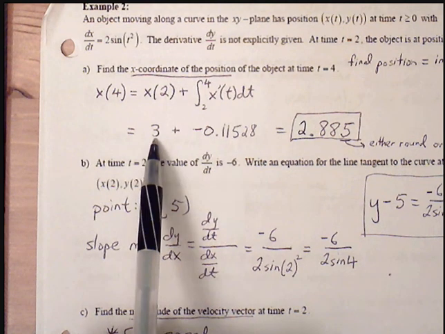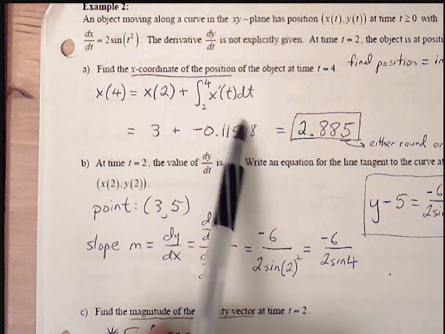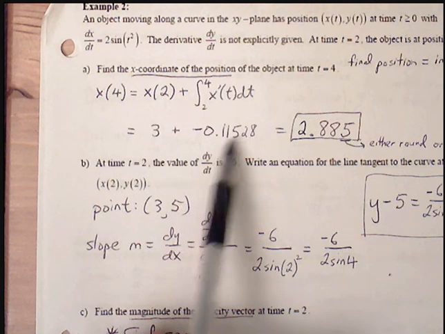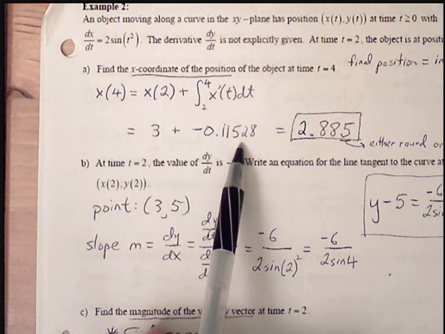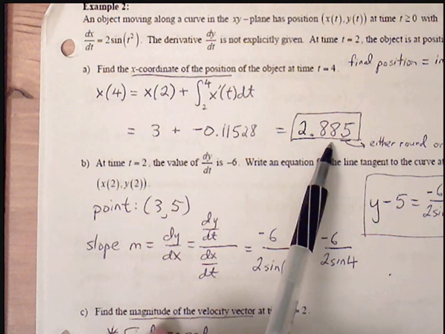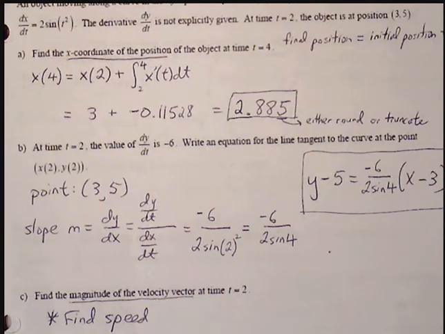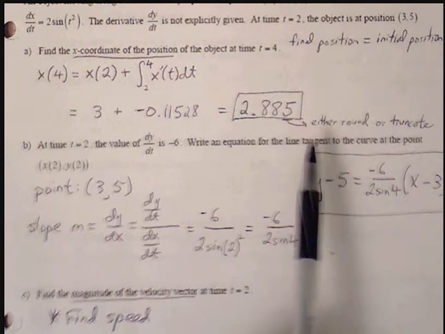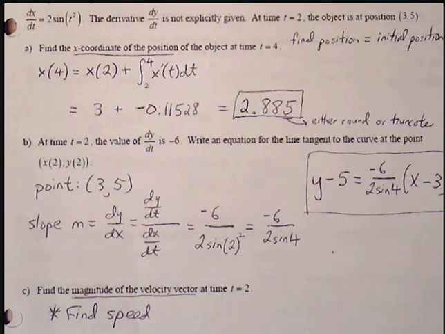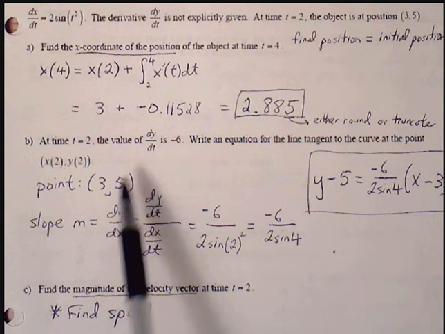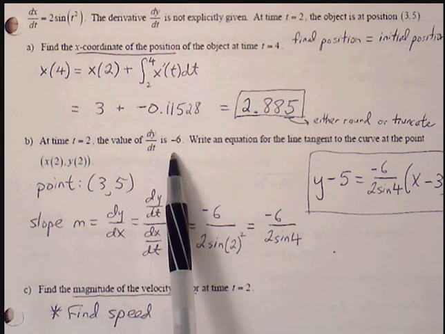So we're starting at position 3. We go backwards, or the negative direction, negative 0.11528, and our final position will be 2.885. Okay, so the third decimal value can either round or truncate. Either one is fine. So part B, the value of dy over dt is negative 6.